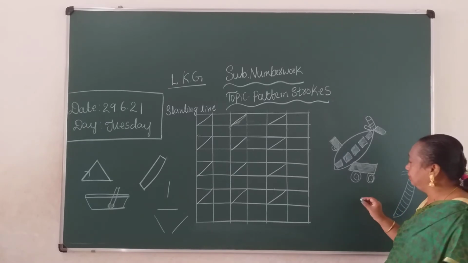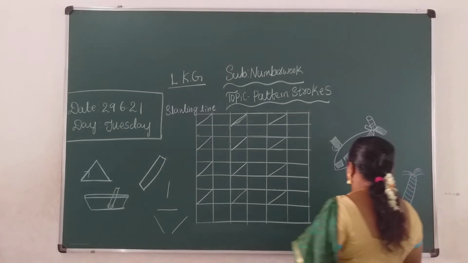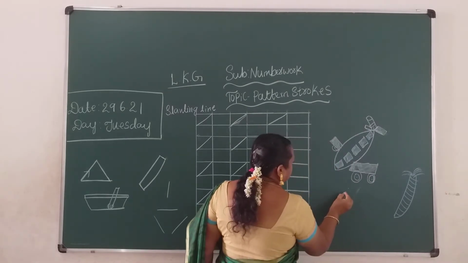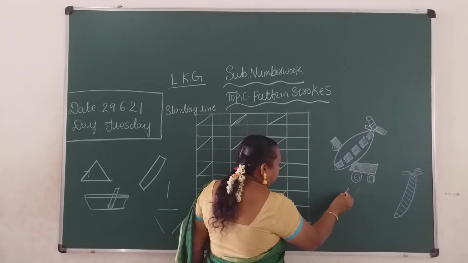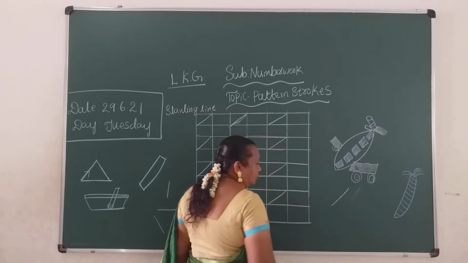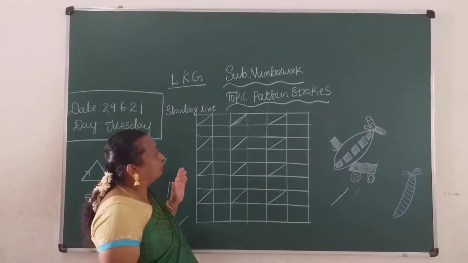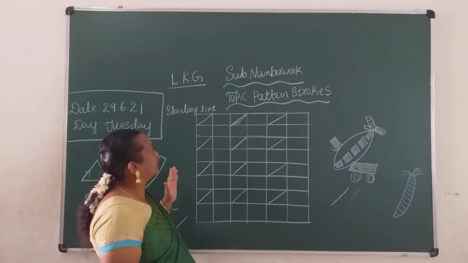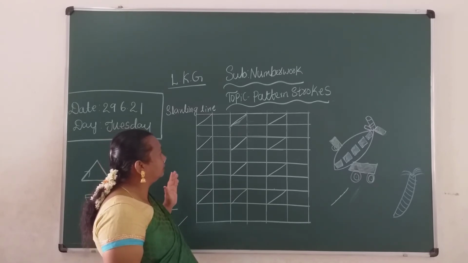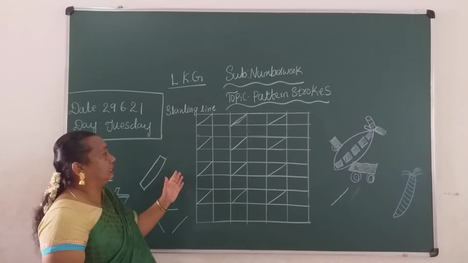Very easy, children. First you have to put the dots, like this. You have to take the box, children. Put the dots and write this one. What is this? Slanting line. Okay, children, take out your rough note and write the left slanting line. Very easy to write. What is this? Left slanting line.